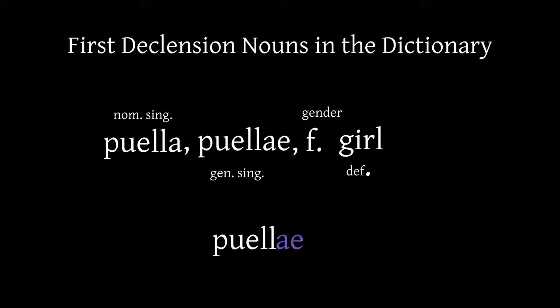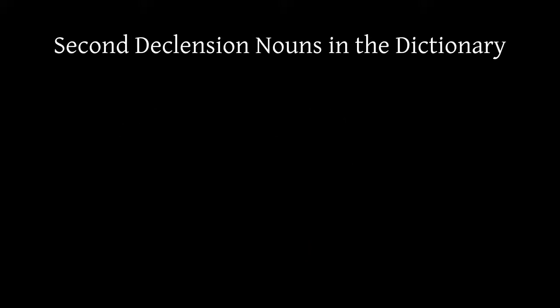So this is what a first declension noun looks like in the dictionary. It always ends in A, has a genitive singular in A-E, and then usually has feminine gender, but sometimes masculine. Second declension nouns in the dictionary are also very straightforward. For a masculine noun of the second declension, you'll see an ending in us, a short u, and then an s. That is the nominative singular of a masculine second declension noun.